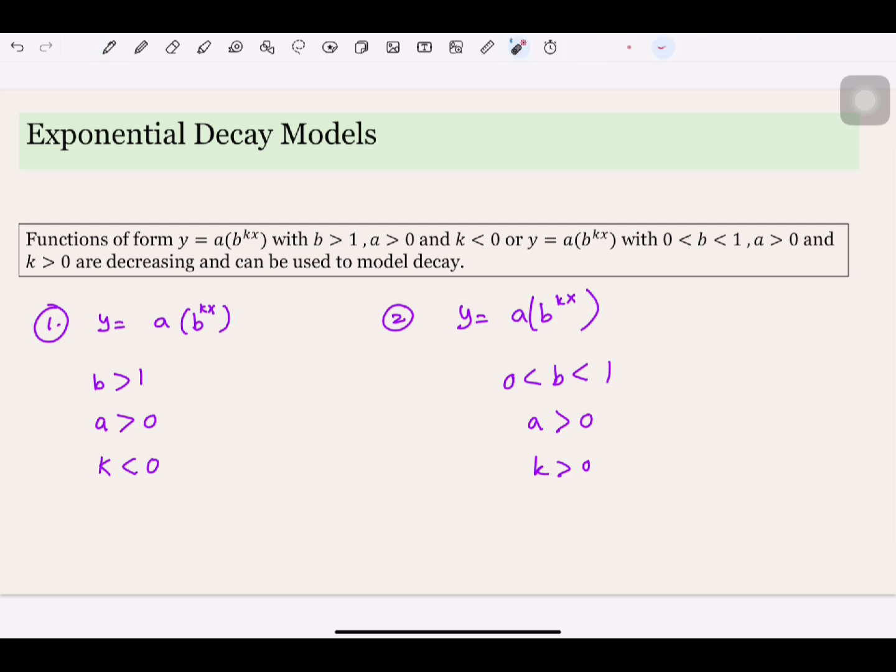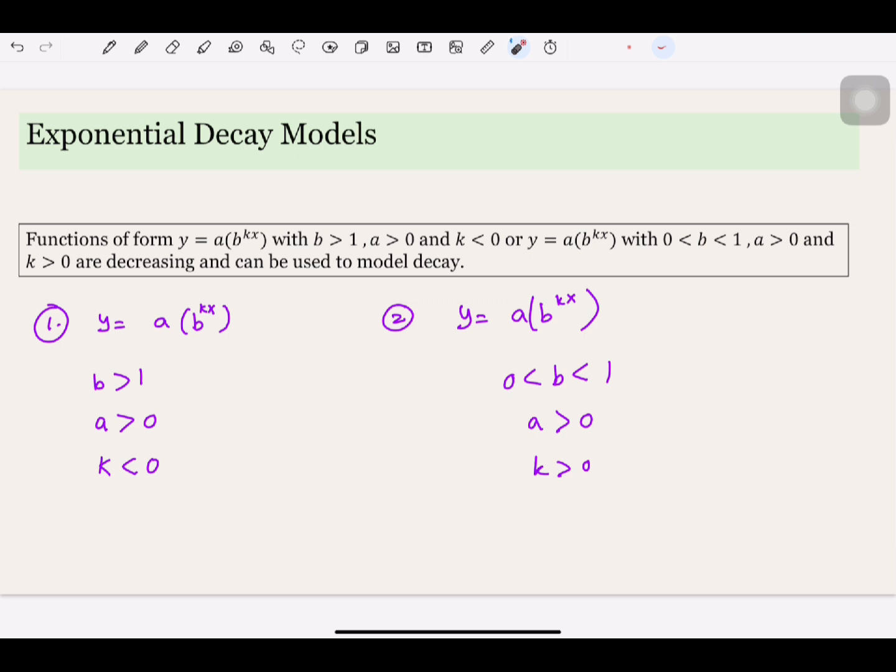The first form is when you have a function like this, in which case b is greater than 1 while k is a negative value. Here the negative value of k flips the graph, making it decrease instead of grow. The next function is the same function, but in this case the base b is between 0 and 1. So b is already less than 1, and the function naturally decreases as x increases.